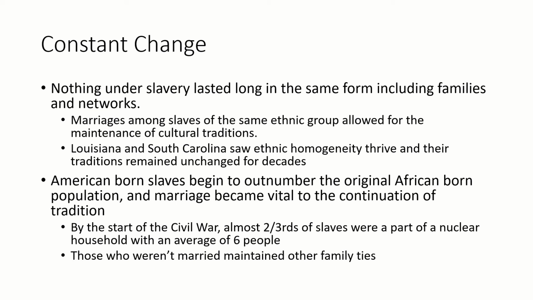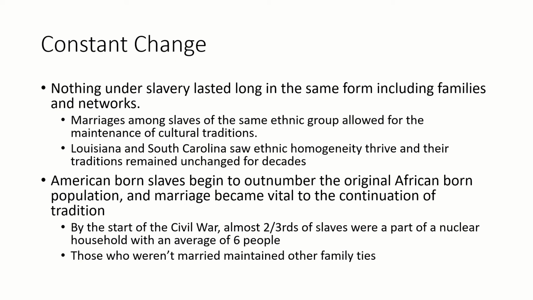African-born slaves during the 17th and 18th century engaged in marriages, often polygamous, with those of the same ethnic groups whenever possible. This, most importantly, allowed for the maintenance of cultural traditions such as language, religion, name practices, and even the rare practice of bodily scarring. This was very prominent, for quiz purposes remember, in the South, such as in places like coastal South Carolina, where ethnic homogeneity thrived, and as a result, traditions and networks survived relatively unchanged for decades.